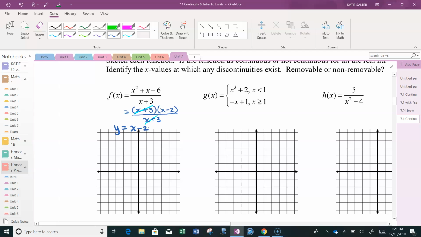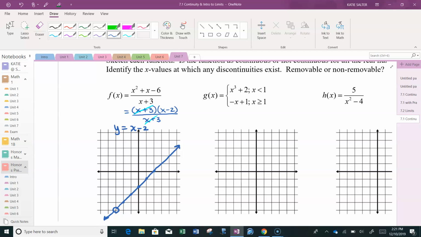However, it's going to have a hole whenever x was equal to negative 3, because we know x cannot equal negative 3 because we cannot divide by 0. So we're going to graph this line. However, when x is equal to negative 3, we're going to put an open hole in the graph. Of course, if you graph this using your technology, you will not see the hole on the graph, but if you look at the table, when x is negative 3, it will give you an error.